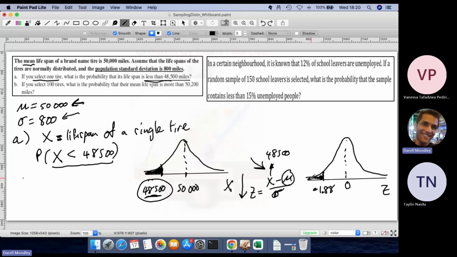I won't go over how to find this probability on your table, because we did this last week. I'll just write the answer out here, and you can do this as an exercise. What I've done so far is nothing new compared to last week. This area is 3.01%. So the answer to question A is 3.01%.